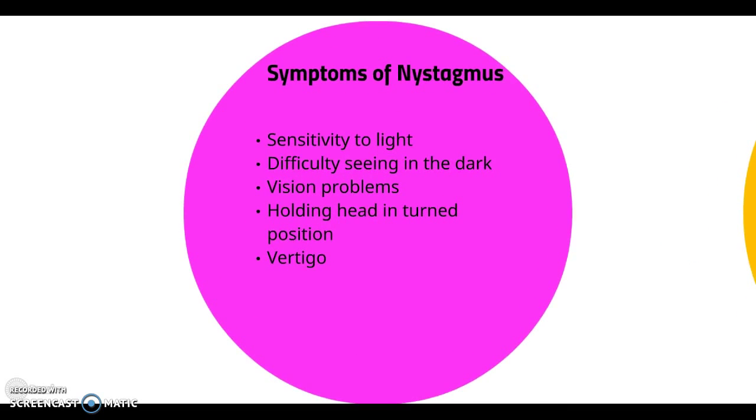Individuals with nystagmus may have sensitivity to light, trouble seeing in the dark, and a tendency to turn their head to compensate for vision problems. People will also have problems with focusing on objects, tracking objects, and depth perception as well.